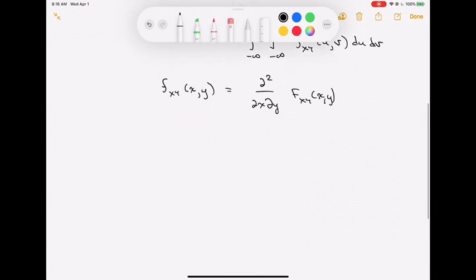Of course, we could also write this out as completely equivalent, as you know from calculus. This is the second partial with respect to y and with respect to x of F xy of x, y. Either one of those would do it. So you can differentiate the CDF to get the joint probability density function, or you can integrate the joint probability density function to get the joint CDF.